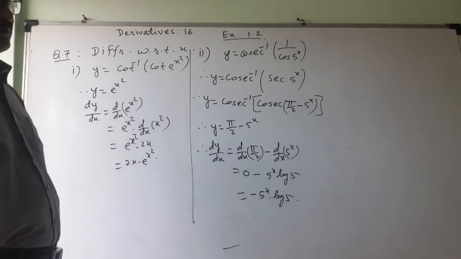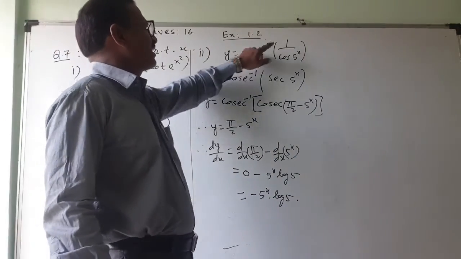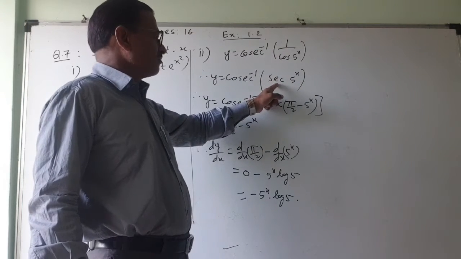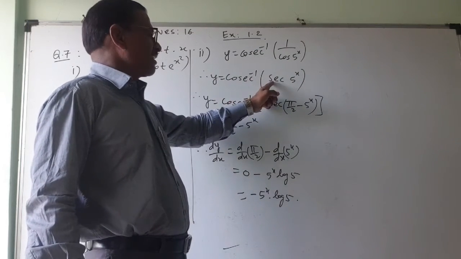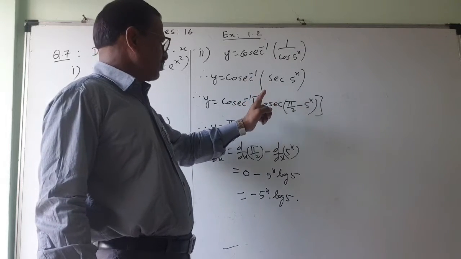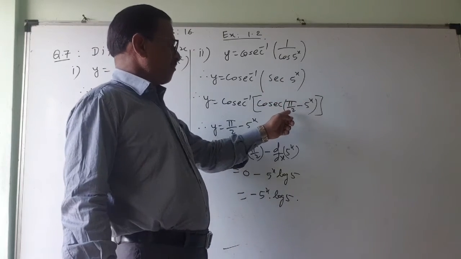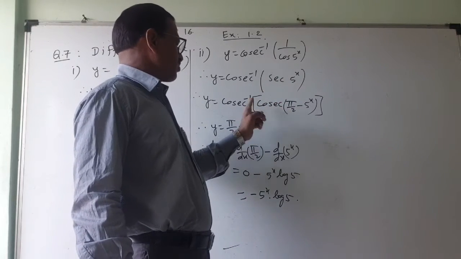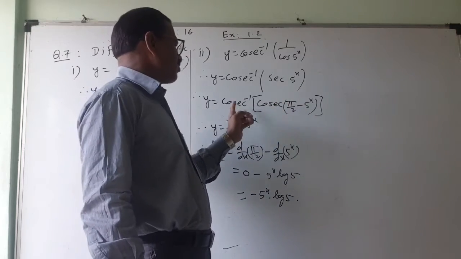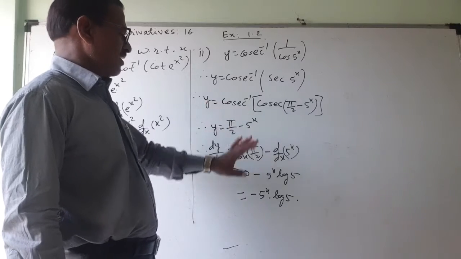Now the second sum, there is a slight change: cosec and this is 1 upon cos. So 1 upon cos means sec. But cosec and sec can't be cancelled. So I have to convert this into cosec. If I subtract this angle from pi by 2, the ratio changes. So cosec inverse of cosec of pi by 2 minus pi raised to x. Now cosec inverse cosec cancels and we get pi by 2 minus pi raised to x.